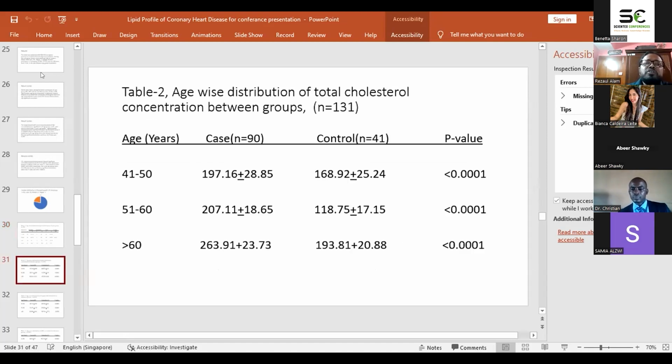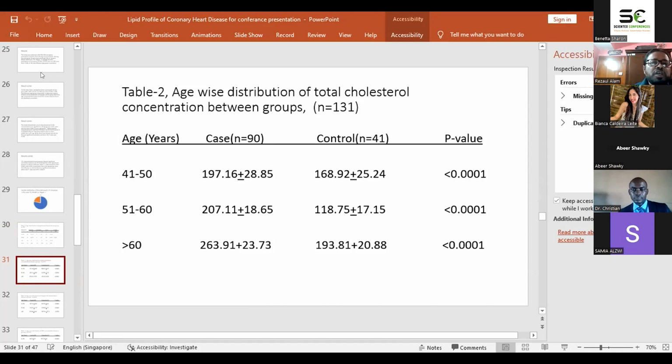Here is the age distribution of total cholesterol concentration between the groups. The total number of cases is 131. Here the age is between 41 to 50. The number of cases was 90 and control 41. Here out of 90 cases, we found the total cholesterol level between the ages of 41 to 50 was 197, but the control having 168, and the p-value was significant.